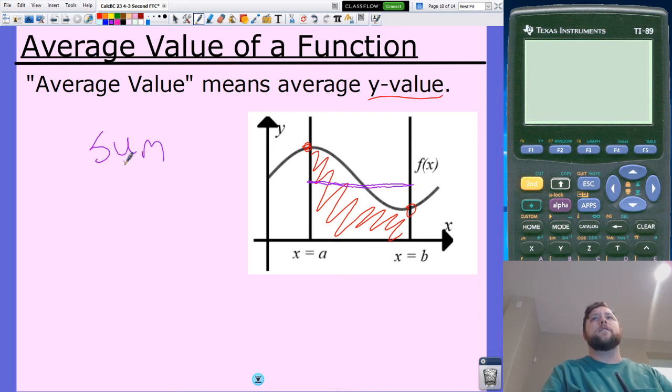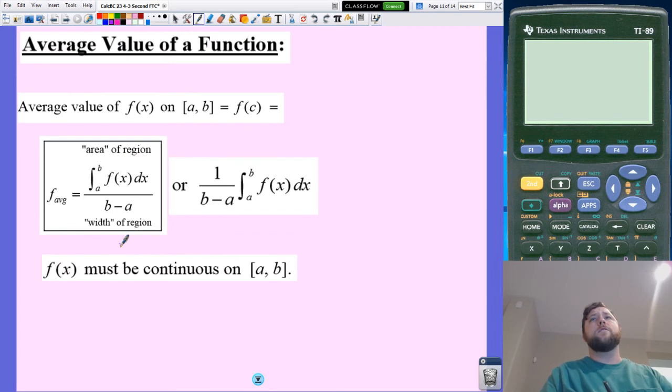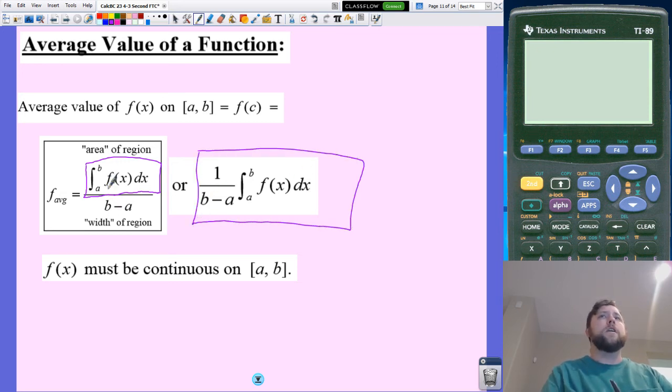It's the sum over the quantity, how much you have. And in calculus, we write it like this. The average value of a function is the definite integral of that function divided by b minus a, where b and a are your upper and lower limits. Sometimes we write it like this. If you want to write it side by side, it's fine. I don't care. Just note, the function must be continuous on that domain from a to b.